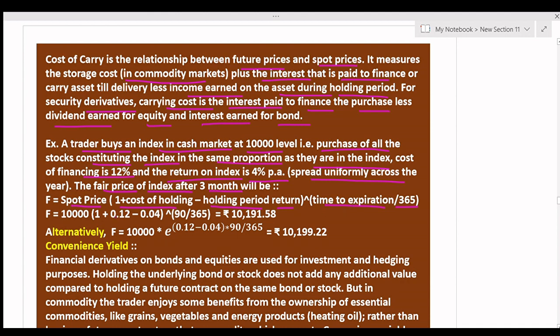That is equal to 10,000 × (1 + 0.12 − 0.04, that is inflow)^(90/365), which is equal to rupees 10,191.58. Alternatively, with continuous compounding, F = 10,000 × e^((r − q) × 90/365), which is equal to rupees 10,199.22.